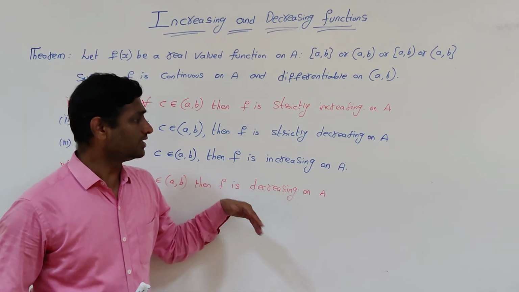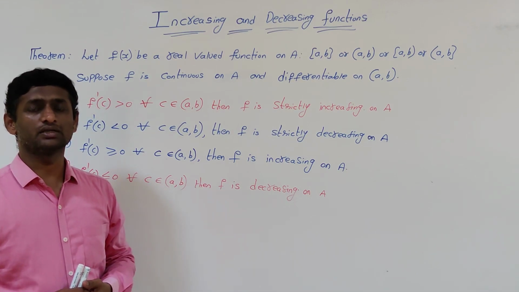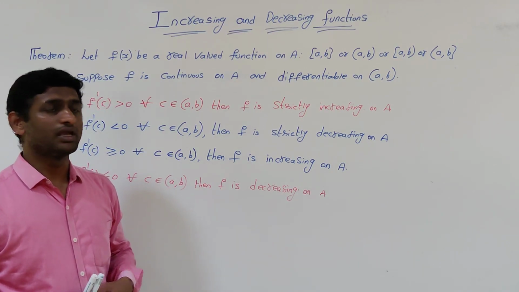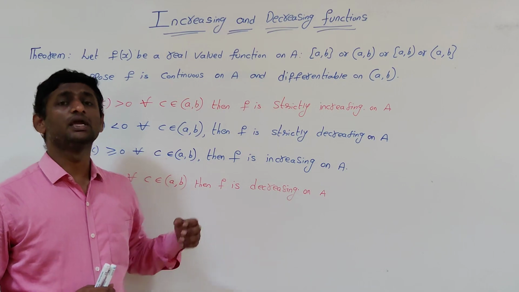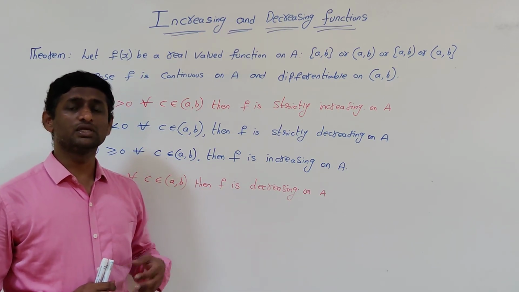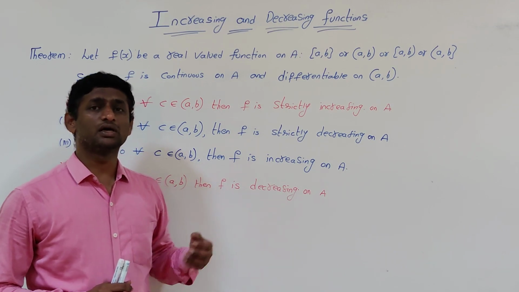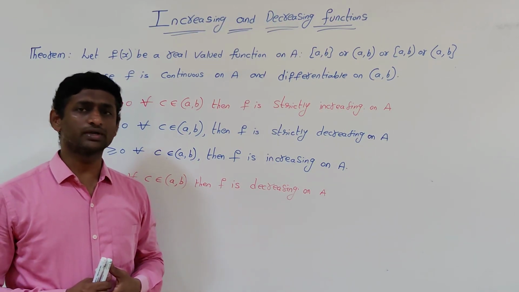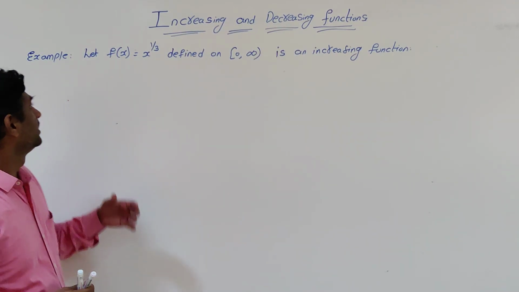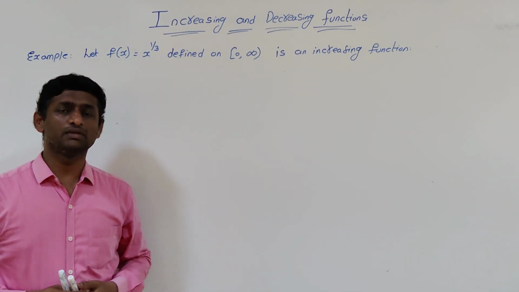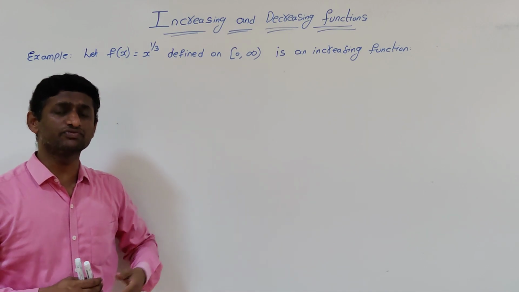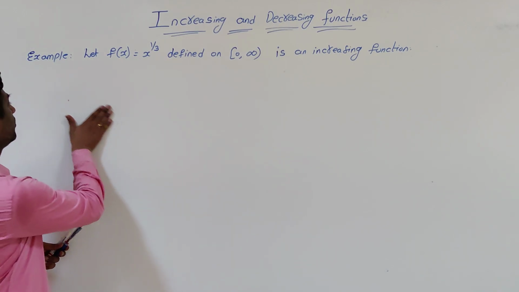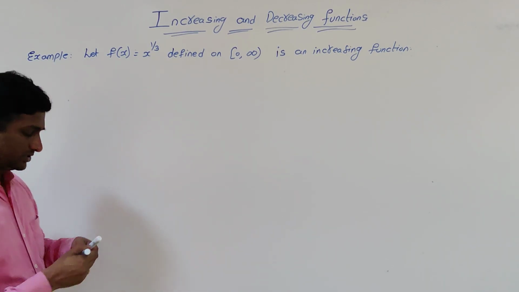But if we take the reverse of this statement, that is, the converse of this theorem may not be true. Sometimes if the function is increasing, then it may not be differentiable. Though the function is an increasing function, sometimes the derivative may not exist. So we'll see the counter example. The example is f of x equal to x to the power of 1 by 3, the cube root function, which is an increasing function on the half closed interval 0 to infinity. We'll find the derivative and check.